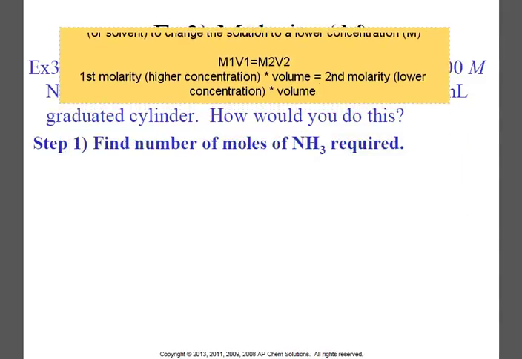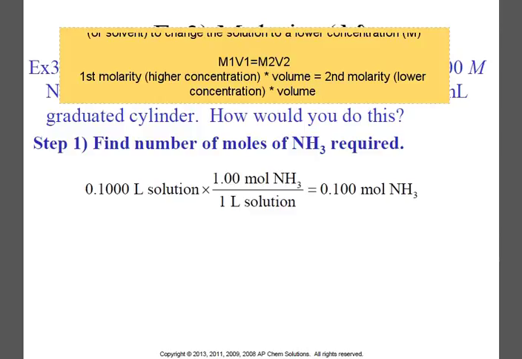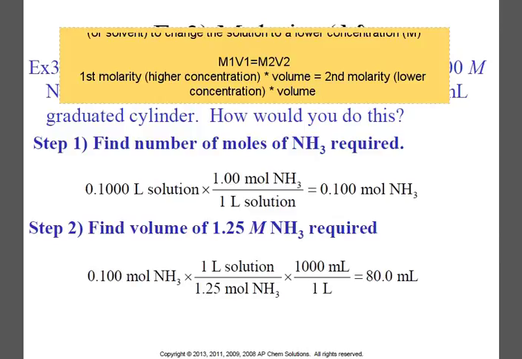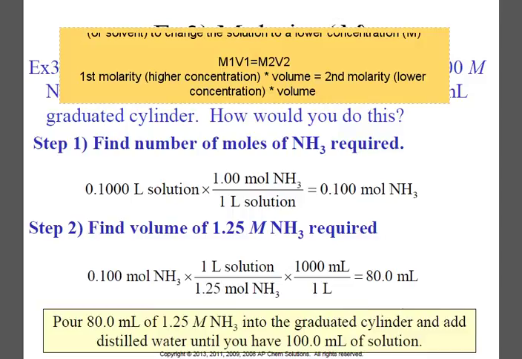They're not going to use the M1V1 equals M2V2 equation. Okay, they're taking a little bit different path. So you can look at their steps here. But this equation is a bit of a shortcut that I like. So taking a dilution, we can use this equation. We need 80 milliliters, which is hopefully what you got when you did the math earlier. 80 milliliters of that 1.25 solution.